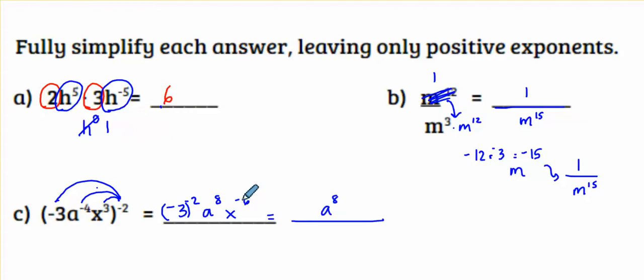The x to the negative 6 is going to come down because he's not happy, and now he's happy, so that's x to the 6th. And the negative 3 to the negative 2nd power goes down, so we'll have a negative 3 to the 2nd power, which is 9. So this is your final answer here, a to the 8th over 9x to the 6th.